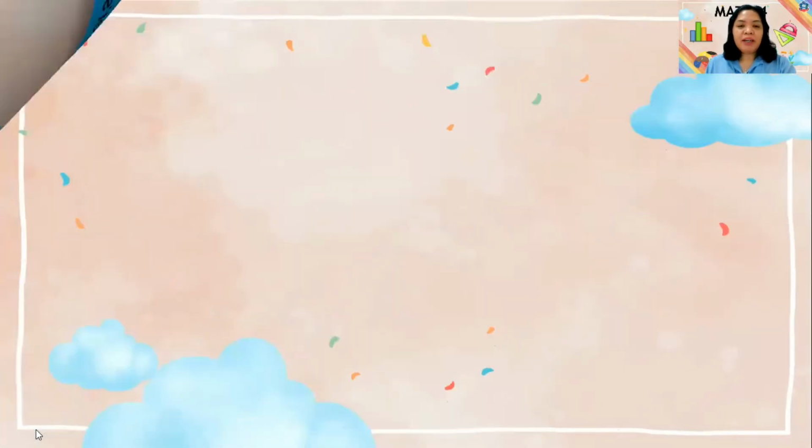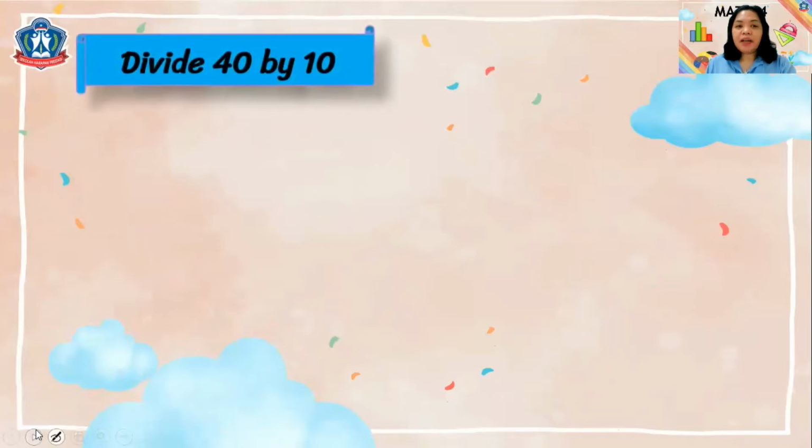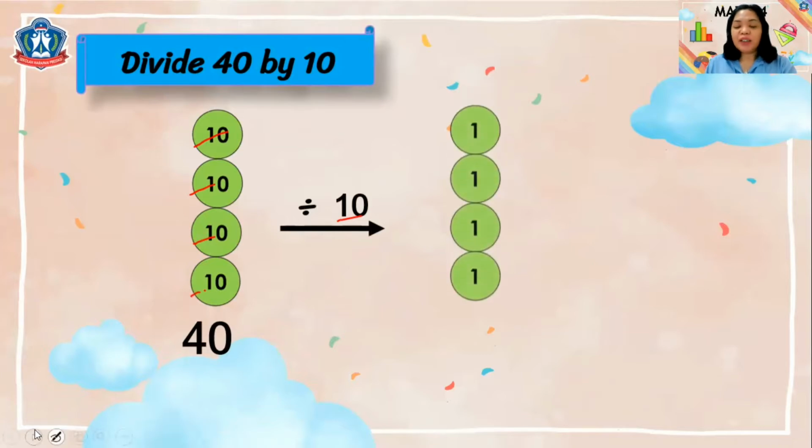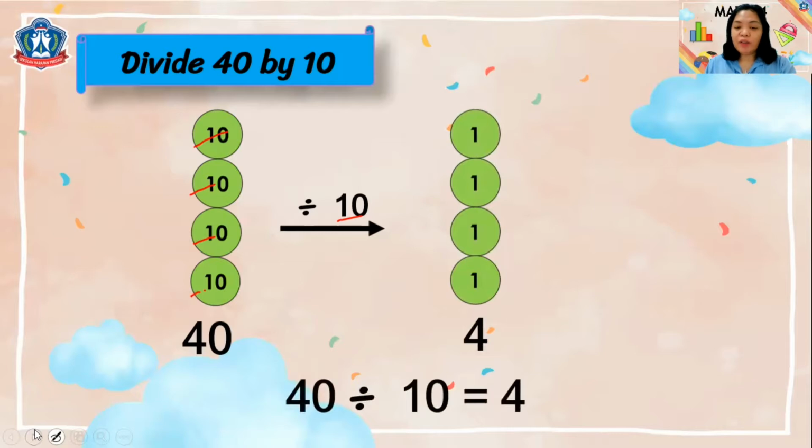Okay, I have here an example. Let's divide 40 by 10. So I have here 40, 4 tens. Let's divide it by 10. When we divide, we are actually dividing the 10 by 10, and that is 1, right? So if we have 4 tens divided by 10, how many ones? Yes, we have 4 ones. So 40 divided by 10 is equal to 4.